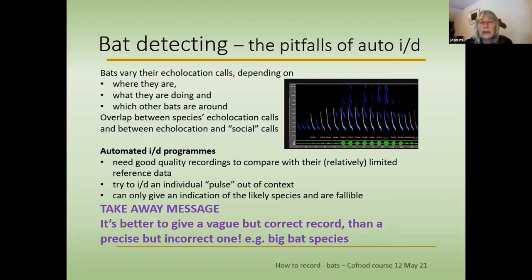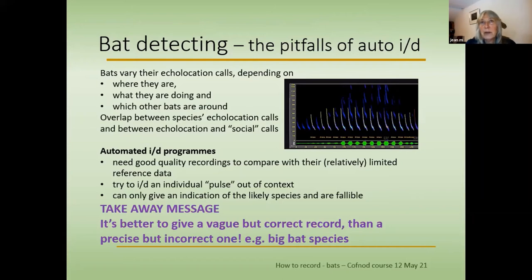So they're very useful, they're really interesting, but they're not reliable, and they shouldn't be considered as being reliable. So my takeaway message is it's better to give a vague but correct record than a precise but incorrect one. So if your ID system says Leisler's and you think, well, that's what it says, it must be right, it's probably not going to be right in North Wales. But if you say big bat species, you probably are right, unless it's overlapping with a social call. So it's not easy. And I think that's the main thing I want to say about that.